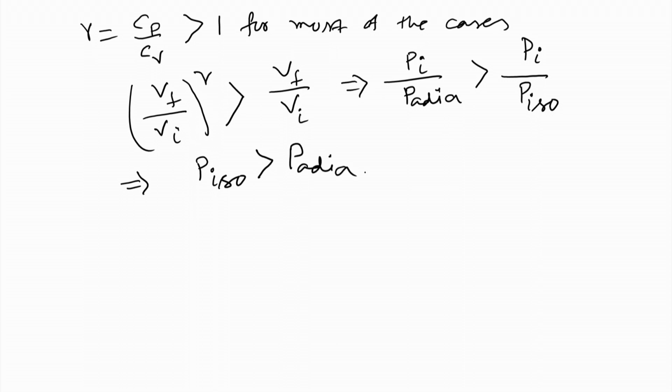So, what do we get? We started with the same initial volume for both the processes, and we reached the same final volume. Initial pressure was also the same for both the processes, and we obtained that for isothermal process the final pressure is higher than that of adiabatic process. So, if we draw whatever we discussed in a simple PV diagram, it will look like this.